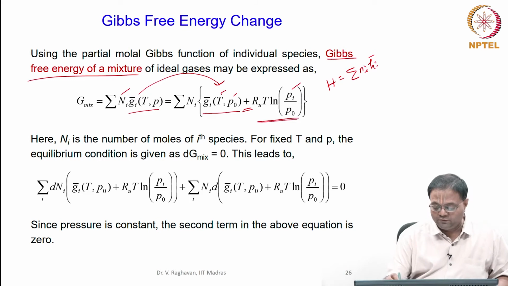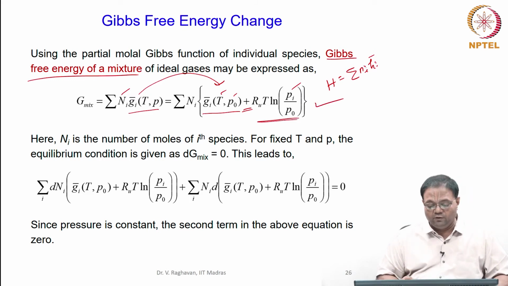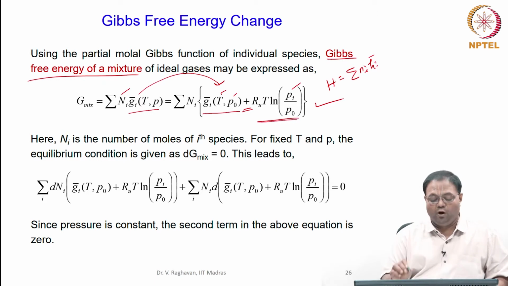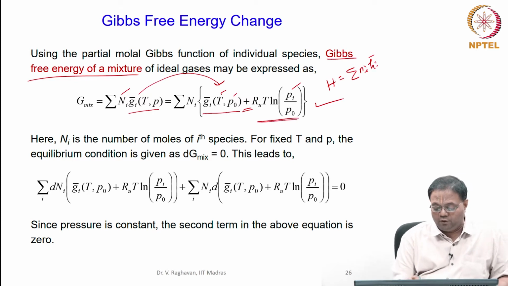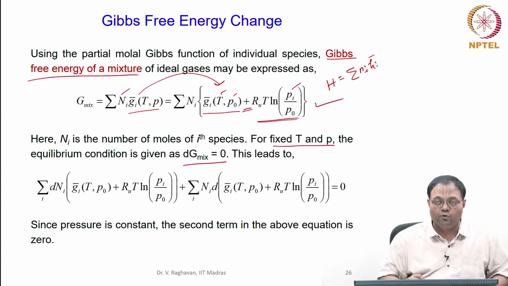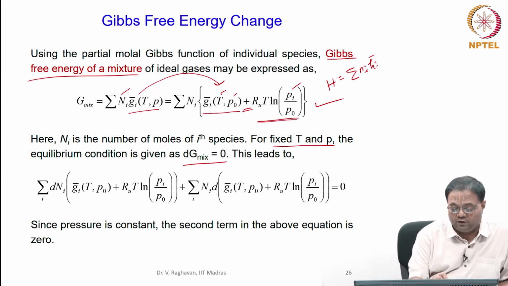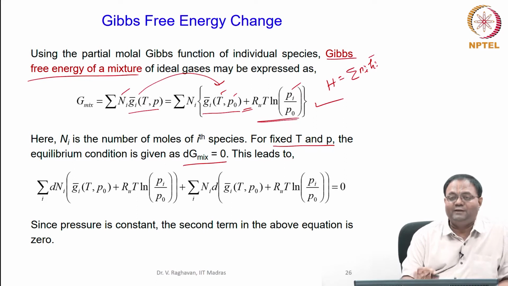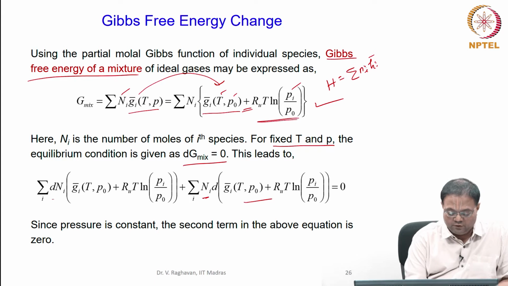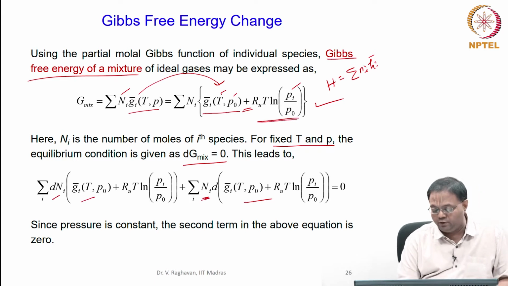So now this is the equation: G mix is equal to sigma Ni times Gi of T comma P naught plus RuT times natural logarithm of Pi by P naught. Now the condition for equilibrium at a given temperature and pressure is dG mix equal to 0, and for this you have to just differentiate by the chain rule. So dNi times G plus Ni times dG.